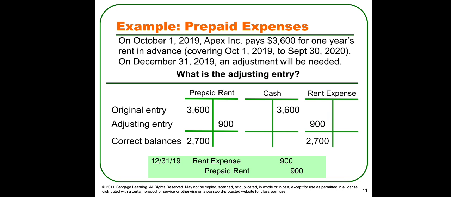You credit account prepaid. The prepaid account is an asset. So when you record the $900 rental expense, the prepaid has decreased.